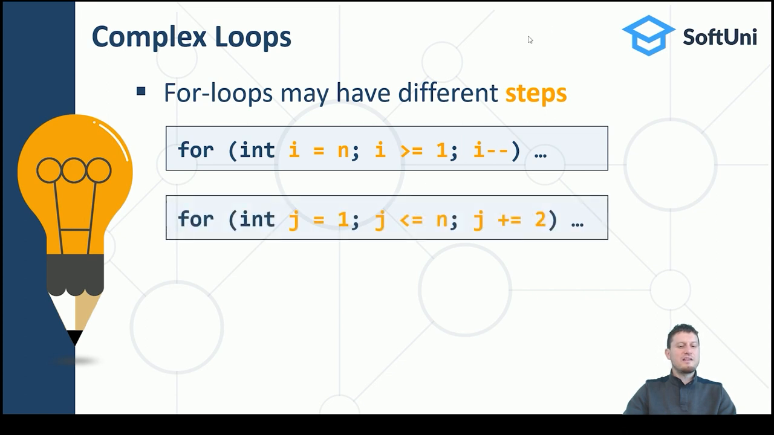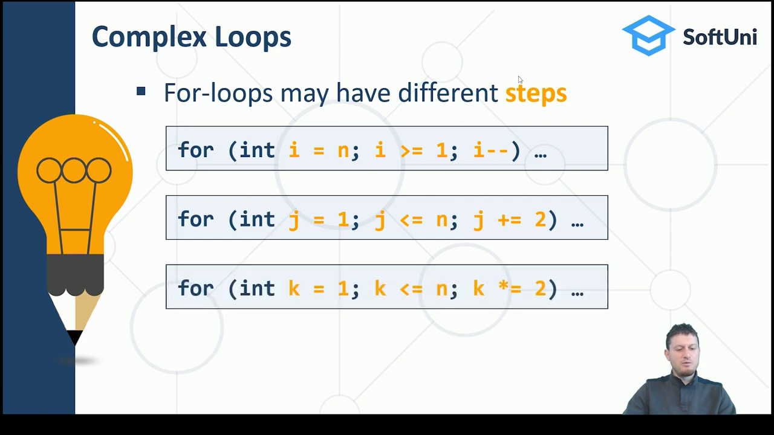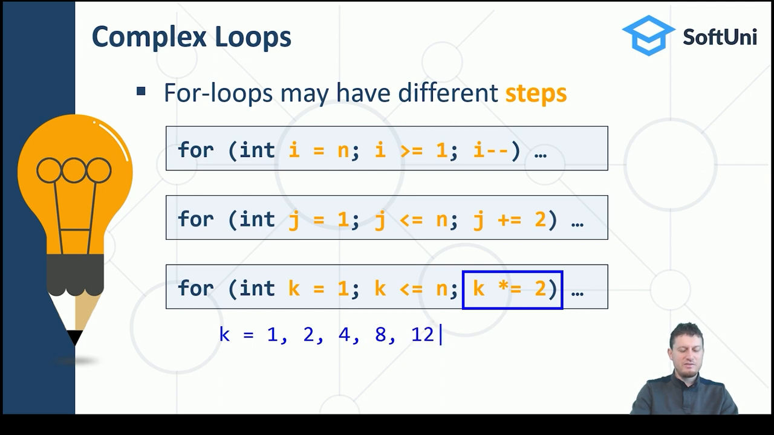This is another example where the step is 2. This is another example where the step is the previous value multiplied by 2. So here the values of k will start from 1, then 2, then 4, then 8, then 16, then 32, until it reaches n or something bigger than n.